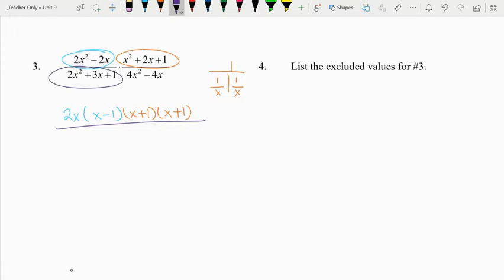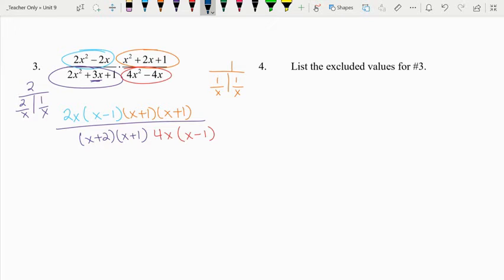In our denominator, on the left, first times last is 2. 2 times 1 multiplies to 2 and adds to 3. So we're left with x plus 2 and x plus 1. And then our bottom right, we can factor out a 4x, and we're left with x minus 1.